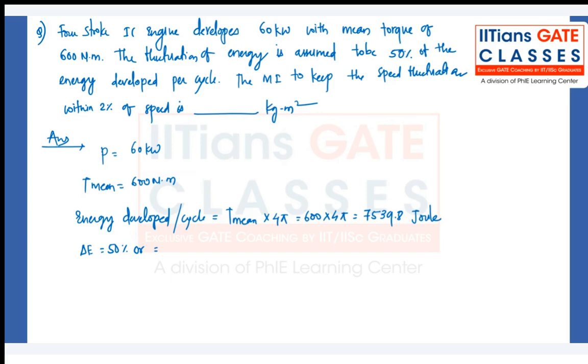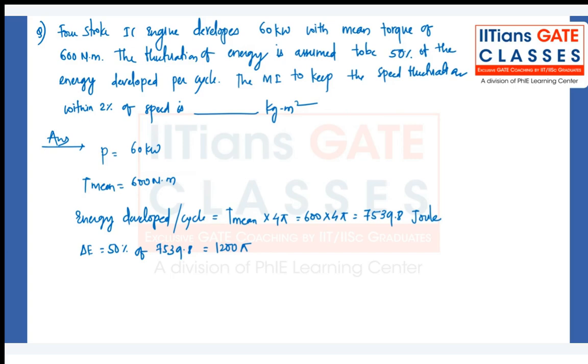How much delta E will be? 50% of 7539, right? That is what they said. Okay, that will be, you will get 1200 pi, because you can clearly see 4 pi divided by 2 will be 2 pi, so 600 multiplied by 2 is 1200 pi. Okay, so in a simplified way I'm writing, not in the complete answer.